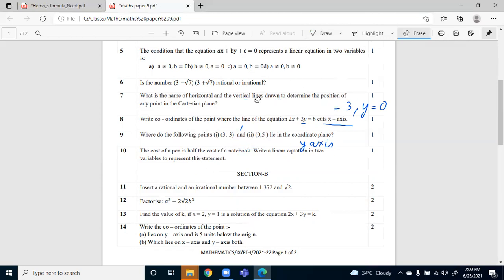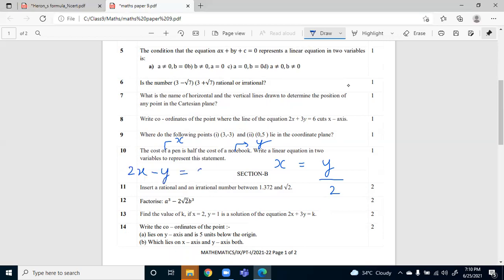Okay. So let's move to question number 10. The cost of the pen is half the cost of the notebook. Write the equation in two variables to represent the statement. So if we take the cost of the pen as x and the cost of the notebook as y, what is given in the question? Cost of pen is half of cost of notebook. So if the cost of notebook is y, then the cost of pen is y by 2. So the equation is 2x minus y is equal to 0.